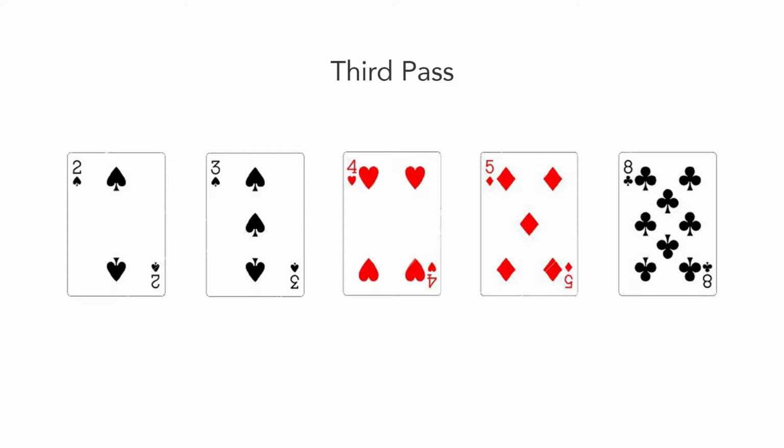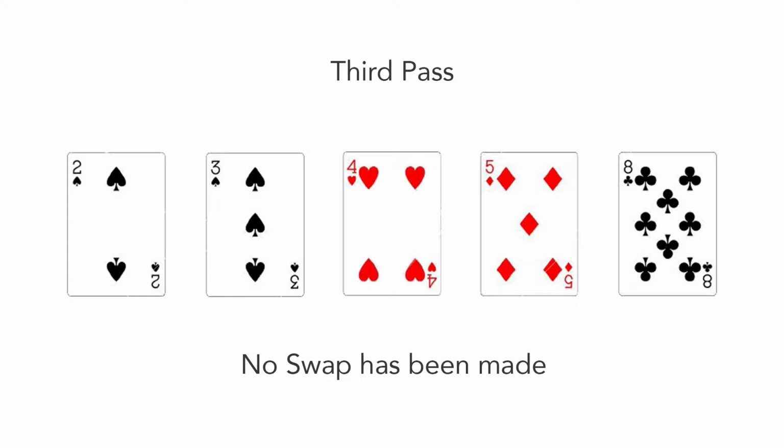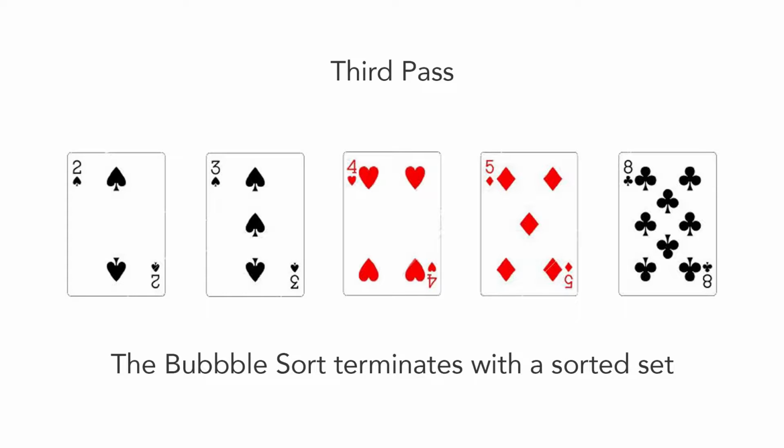Now the cards are already sorted, but the algorithm does not know if it is completed. The algorithm needs one whole pass without any swap to know it is sorted. It goes through every set of adjacent cards in the third pass without any swap, and the algorithm terminates with a set of sorted cards.